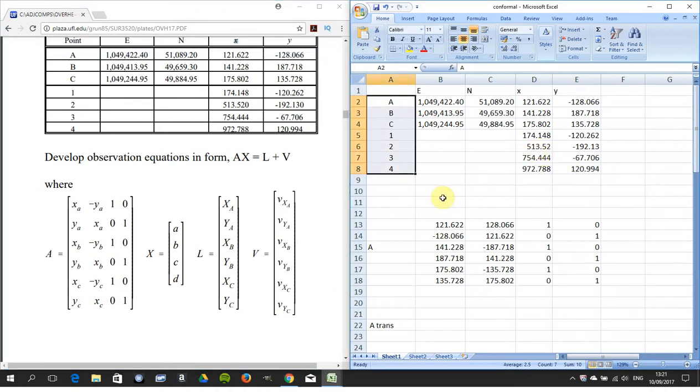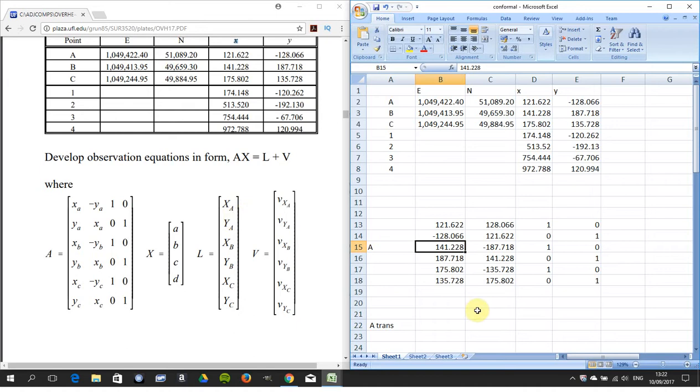So, XA, minus YA, where does that come from? Well, XA is 121.622, minus YA is minus minus, so that's plus 128.066. Next line is YA, so it's 128.066, and next one is XA, and that's 121.62, dropped in there. Next point, XB. XB is 141.828, drops in there. Next point is minus YB, so that's minus 187.718, which is there, etc. And then we just tack on the ones and zeros out here.